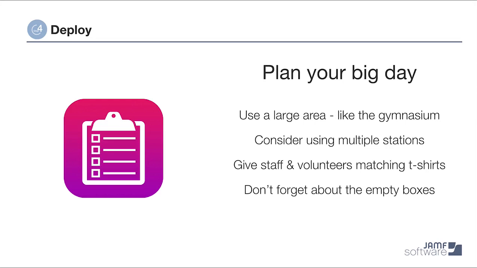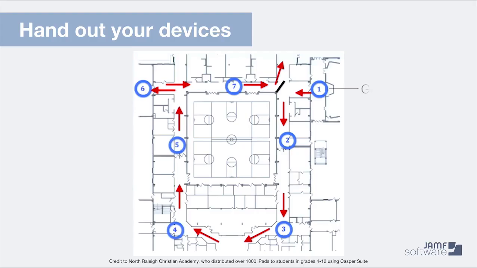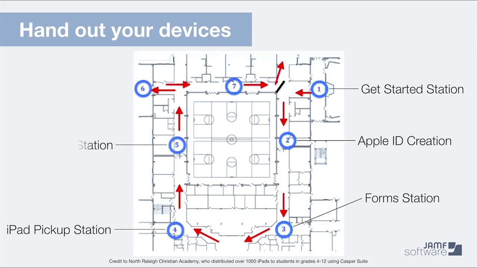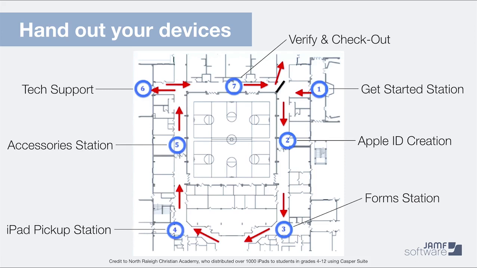Let's take a look at an example that one school did. This plan was created by North Raleigh Christian Academy, who distributed over 1,000 iPads to students in grades 4 to 12 using the Casper Suite. Their story was told at our annual JAMF Nation User Conference and can be watched on demand on our website.